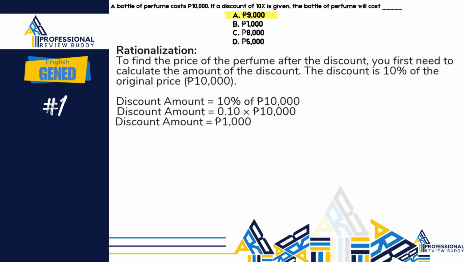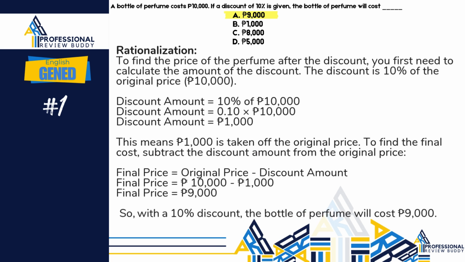Rationalization. To find the price of the perfume after the discount, you first need to calculate the amount of the discount. The discount is 10% of the original price, 10,000 pesos. Discount amount equals 10% of 10,000 pesos. Then 0.10 times 10,000 pesos. Therefore equals 1,000 pesos. This means 1,000 pesos is taken off the original price.